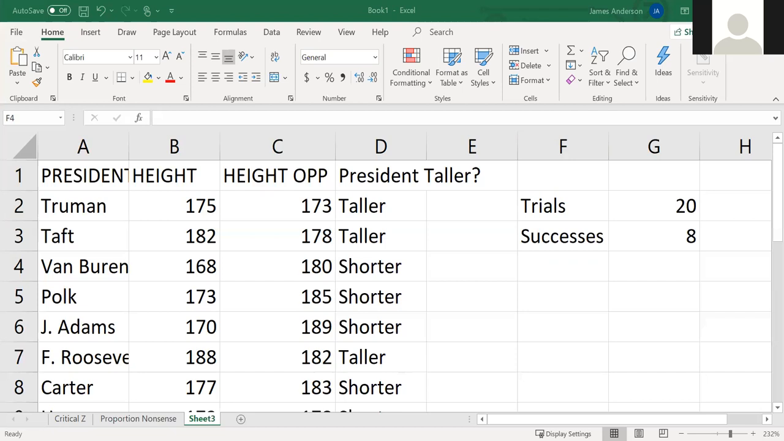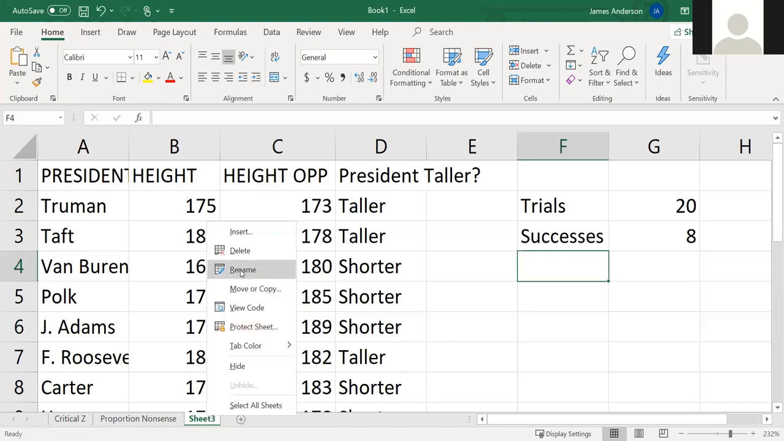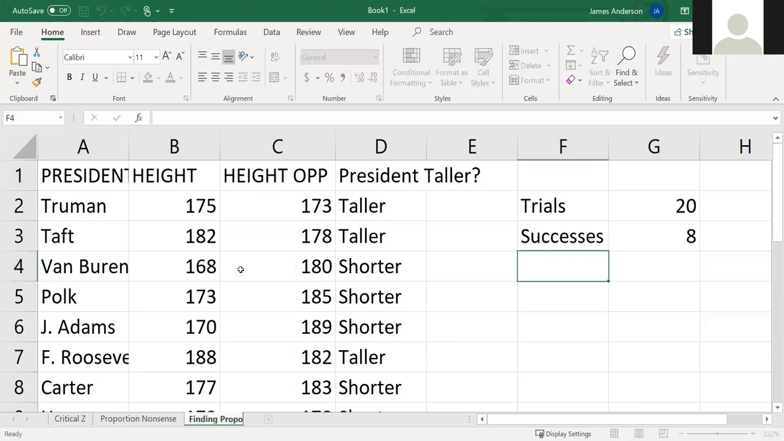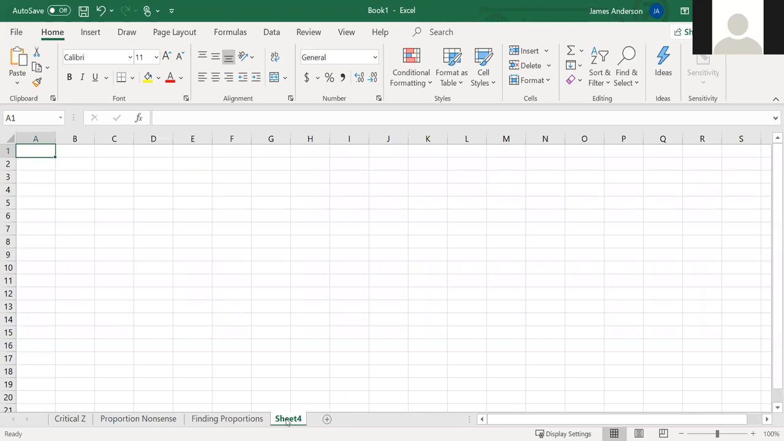Proportions. Oh, such pain. So if you are given, let's see, finding proportions. Sample size given error. This is a weird one. I want to make sure I get this correct.